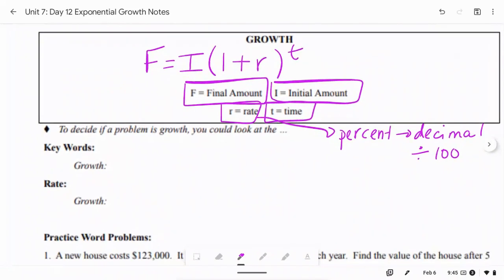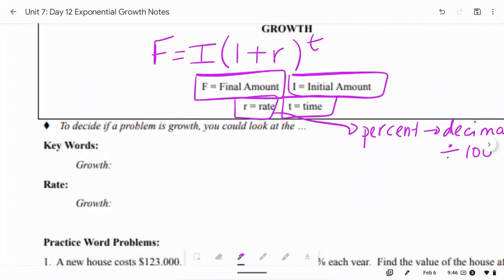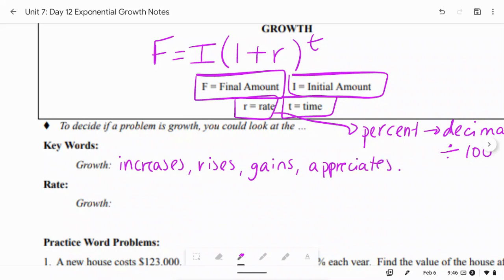In word problems, there's exponential growth and then there's exponential decay, which is what we're going to be covering tomorrow. So you are going to need to know how to identify which types of word problems are which. You're going to look for some key words that represent exponential growth. Some of those key words are increases, rises, gains, appreciates. Those are some of the more common words. Anything that means increase. Sometimes, another good one is pays. We'll add that to the list.